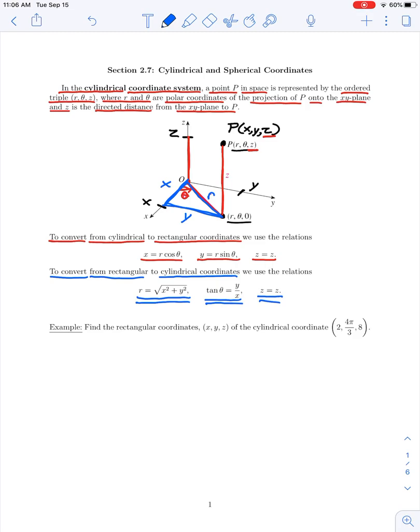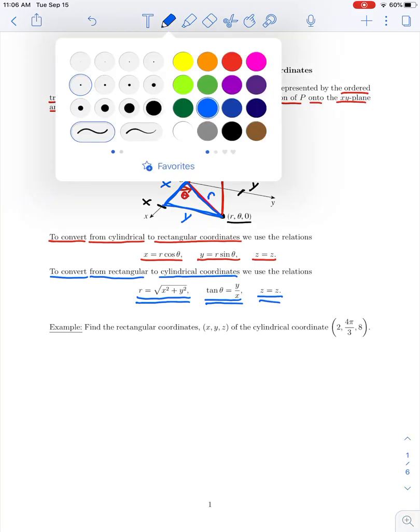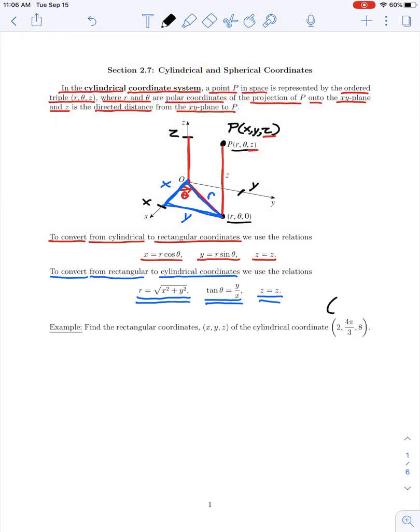So let's look at some examples where we will convert a point in space from one coordinate system to the other. So in our first example, we are asked to find the rectangular coordinates, x, y, z, of the cylindrical coordinate, given as 2, 4 pi over 3, and 8. So recall, our cylindrical coordinate is given in the order r, theta, z. So those are the values we have here.